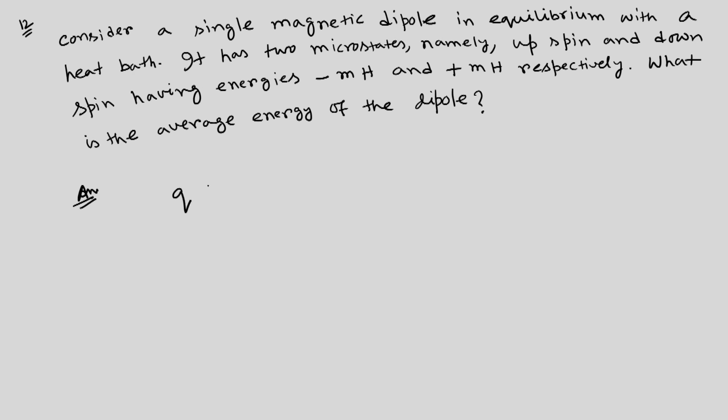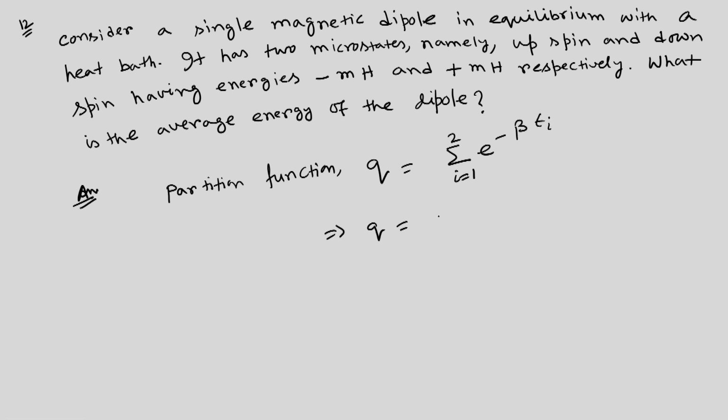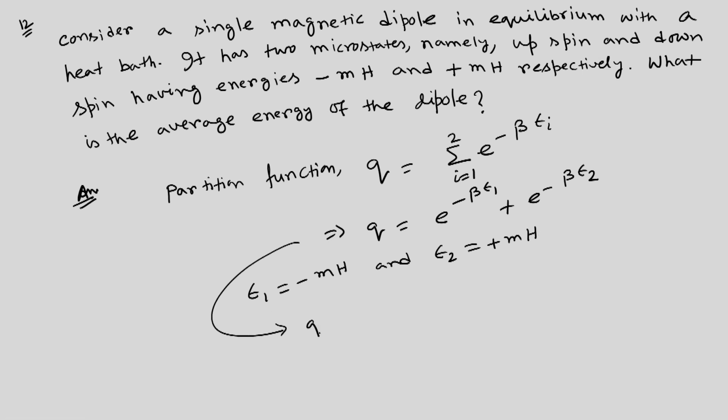So, partition function Q is sum over i goes from 1 to 2 of e to the minus beta epsilon i. So, we get Q is e to the minus beta epsilon 1 plus e to the minus beta epsilon 2, and epsilon 1 is minus mH and epsilon 2 is plus mH. Okay, so, we get Q is e to the beta mH plus e to the minus beta mH. So, this is the partition function and we need to calculate the average energy.